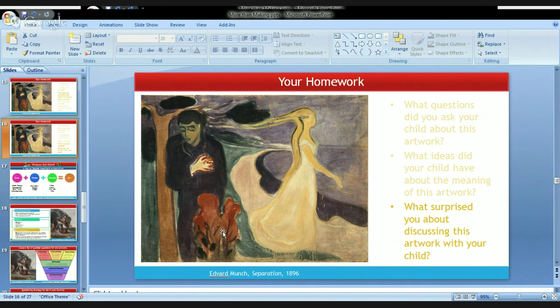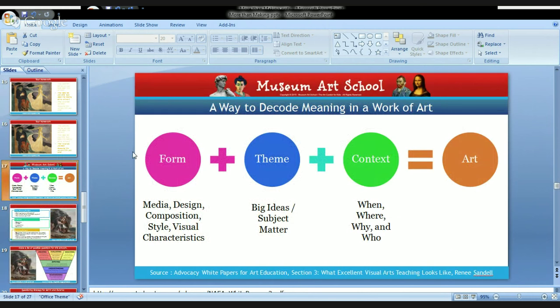Okay. So when looking at art, art is a multitude of different things. It is form plus theme plus context equals art. I actually just learned this recently. I was looking for something and I found this advocacy white paper on the NAEA website. And I thought this was great because it shows all of the key components of art.